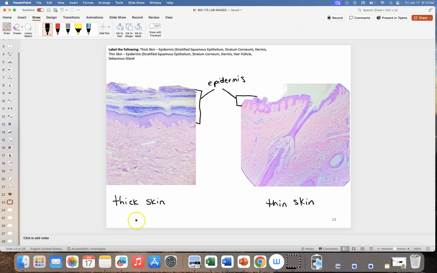It includes the stratum lucidum. Thin skin lacks the stratum lucidum. And then we can also take a look at the stratum corneum. So this layer here, this top layer that's flaking off all the way at the top, is going to be the stratum corneum.